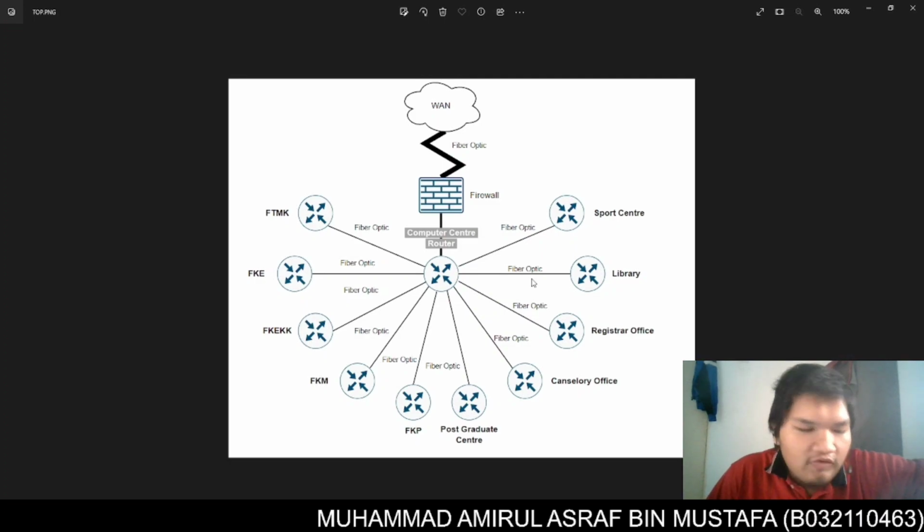Besides its durability and distance, fiber optic also has far better bandwidth compared to other cables, which is going to be needed in UTM since the UTM network will be used by thousands of students and staff. So we need the high bandwidth that is offered by fiber optic.